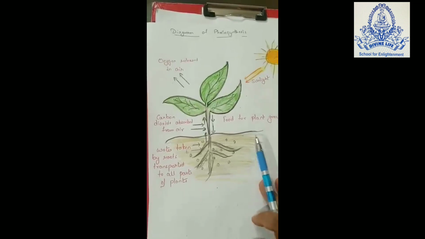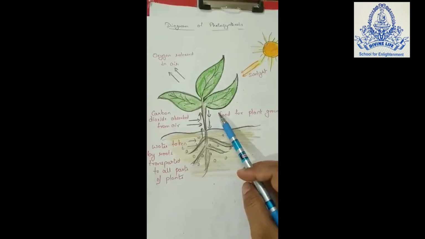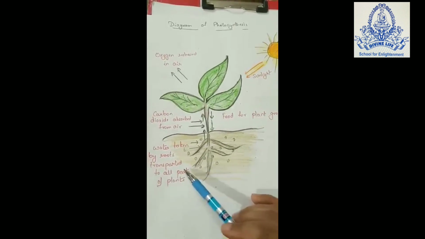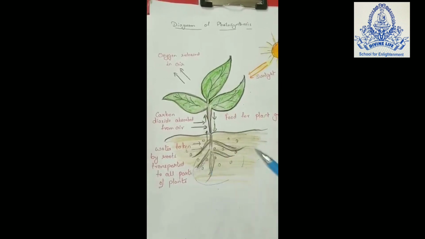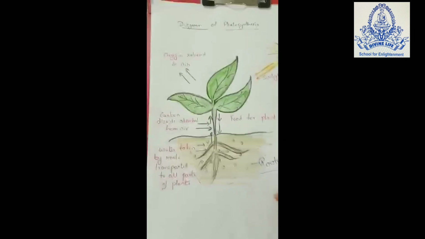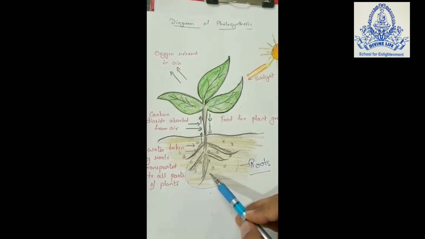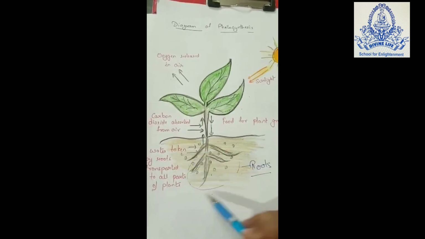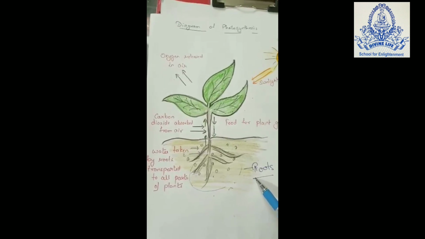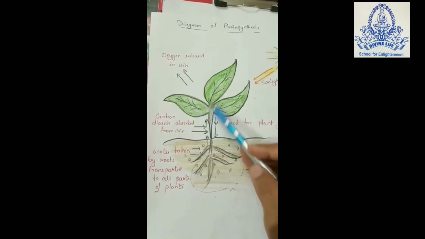Another main source of food for the plant is the water. How is water transported to the parts of the plant? When we put water in the soil, it is transported by the roots of the plant. These are the roots of the plant. This is the root portion of the plant. Roots absorb the water and minerals from the soil. Roots absorb them and transport them through the stem to the leaves.